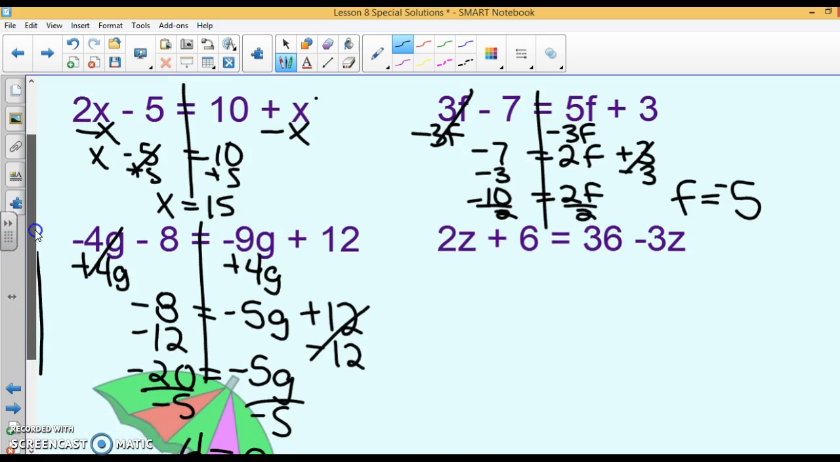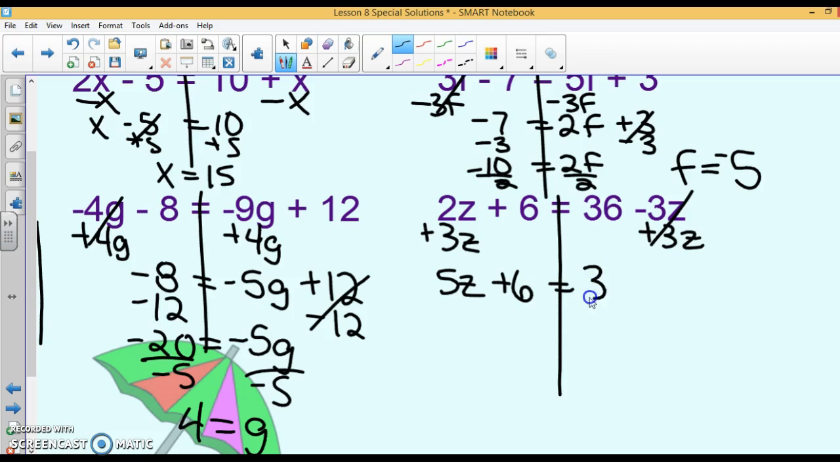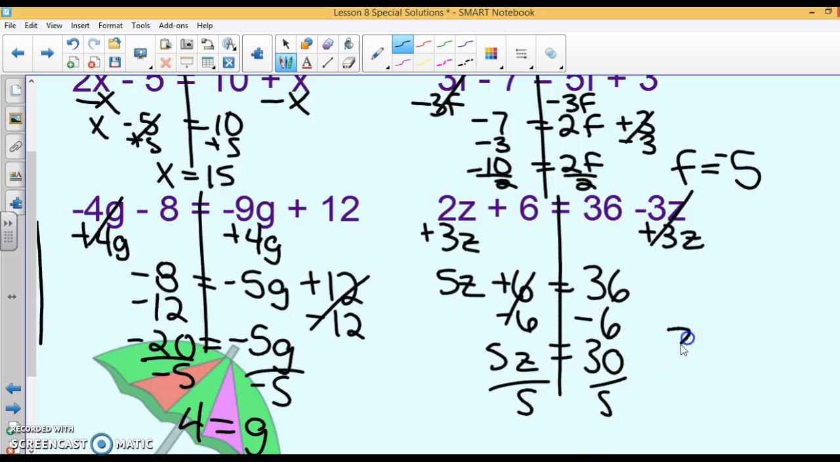Now, for my last one, I have 2z plus 6 equals 36 minus 3z. I'm going to add my 3z to both sides. So that cancels out on this side. So I have 2z plus 3z, which gives me 5z plus 6 equals 36. I'm going to subtract 6 from both sides. So I have 5z on this side, and then 36 minus 6 is 30. I'm going to divide by 5. And I will have z equals 6.